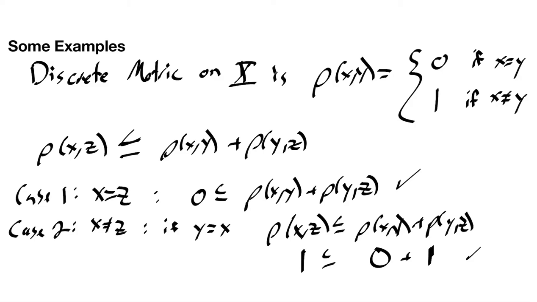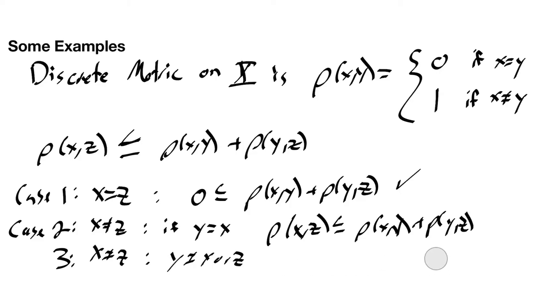Okay. So finally, we could do case 3. We could let x not equal z and y not equal x or z. So y is not equal to any of them. If y is equal to z, you can see that the problem is analogous to what we just did. And if that's the case, then what do you get? Well, you get 1 is less than or equal to 1 plus 1, which also works. So the discrete metric is obviously a metric. It feels a little strange, but it is a metric.